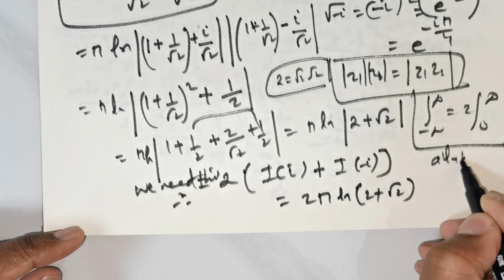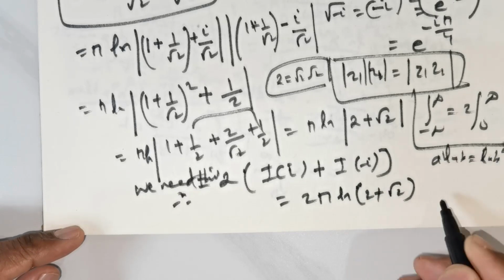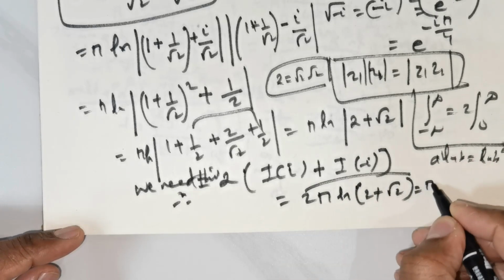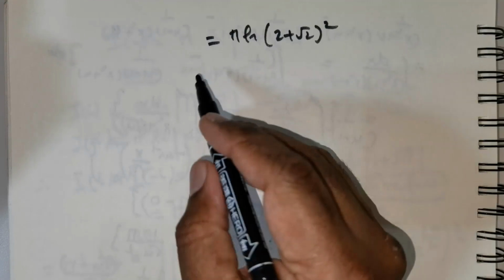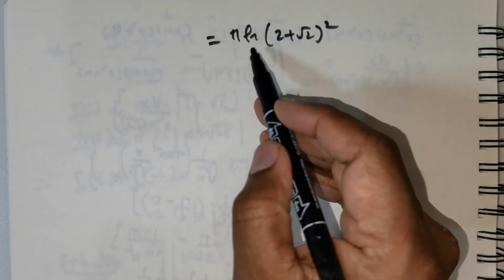Now a times ln b is ln of b over a. Push this 2 to the other side. So it's going to be π times ln of (2 + root of 2) squared. Because of lack of space, I need to move to another page. So this is what we've got.